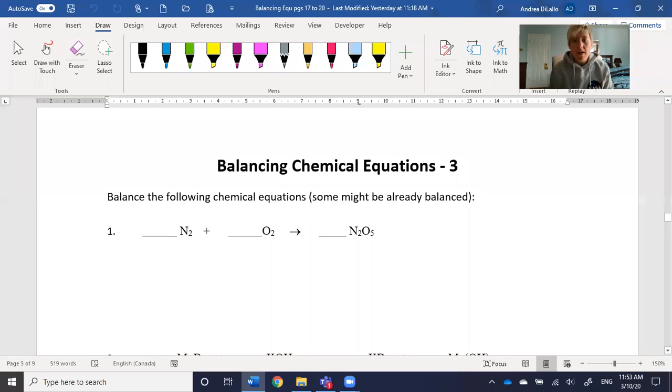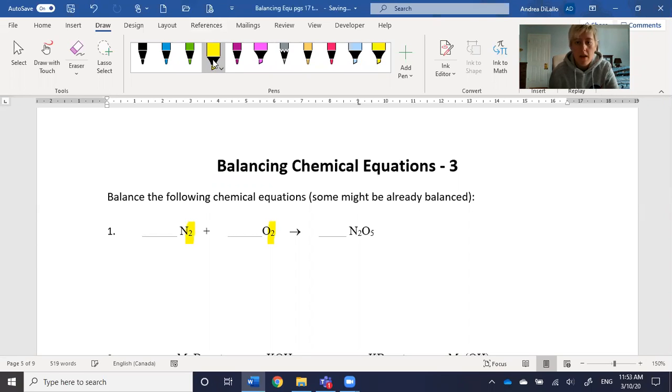Hi everyone, so in this video, we're going to do some practice on balancing chemical equations. Now, when you're balancing a chemical equation, you need to realize that you cannot change the subscripts. So subscripts are again these little tiny numbers right here, and they basically tell you how many of that particular element is in that molecule.